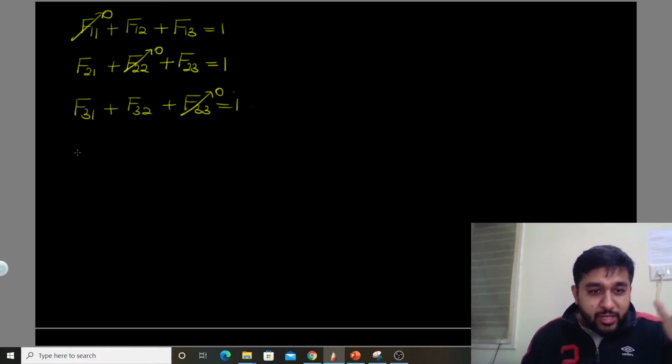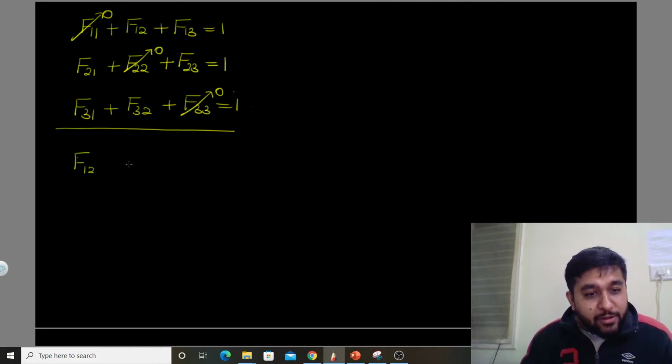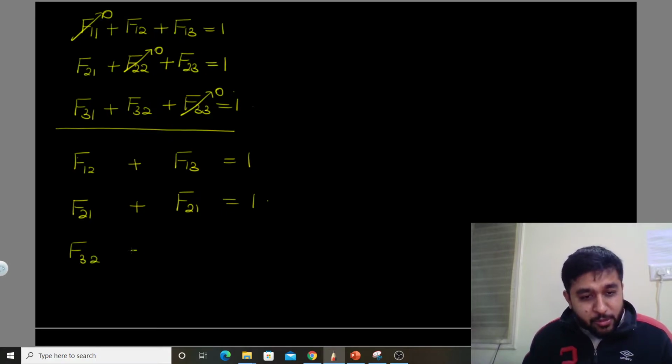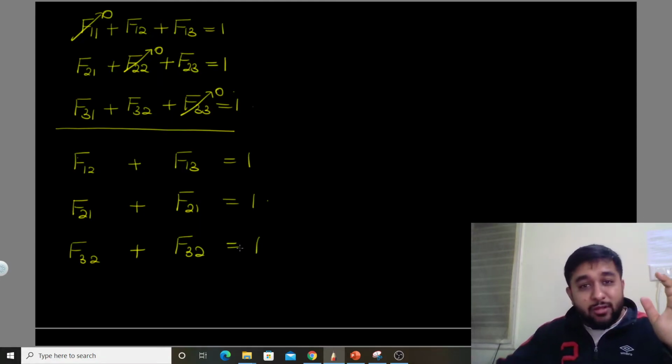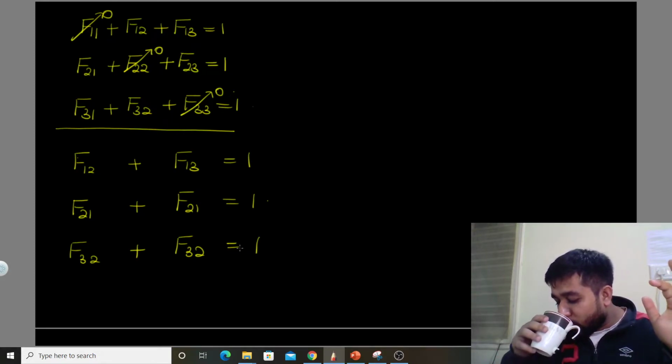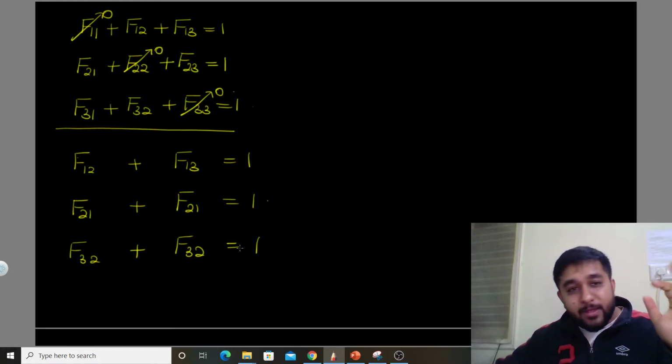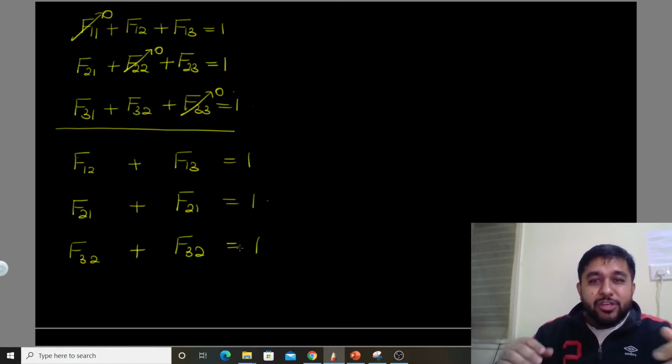So out of these 9 view factors, we know 3 view factors. Let's see how many are left now. F12 plus F13 is equal to 1. Then we have F21 plus F23 is equal to 1. And then we have F31 plus F32 is equal to 1. So I think we are left with 6 view factors. Can we solve 6 view factors from 3 equations? I don't think so, right? We can't. So we need 3 more equations.